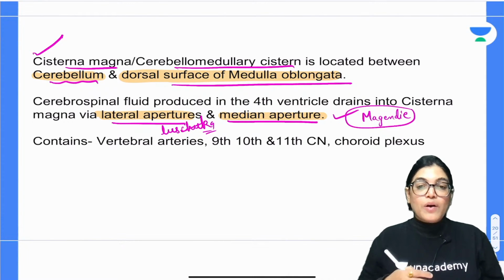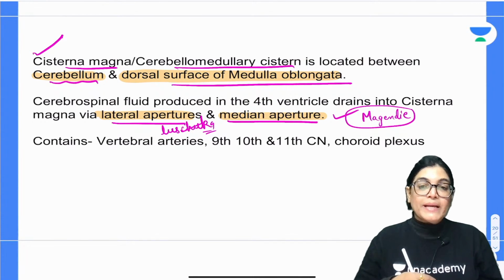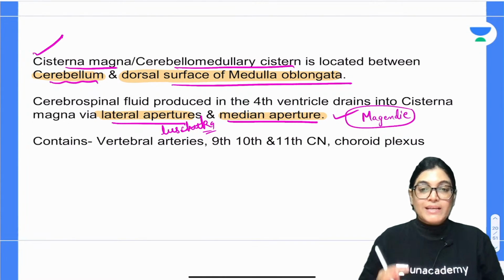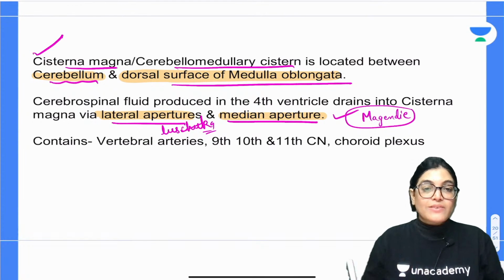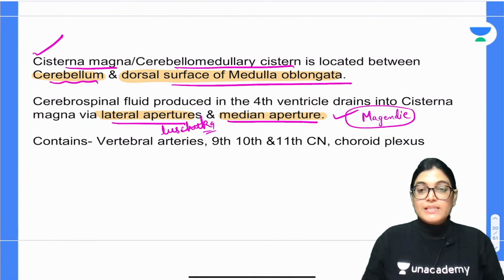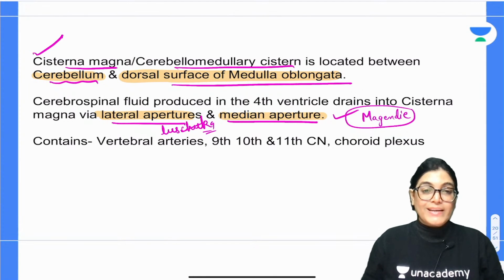So, through the roof of the fourth ventricle, through these two openings, that is the Magendie aperture and the Luschka aperture, one Magendie aperture and the two lateral apertures of Luschka, there will be communication between the ventricular system of the brain and the subarachnoid system.